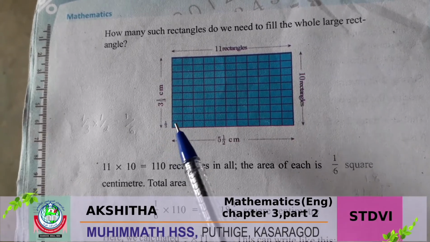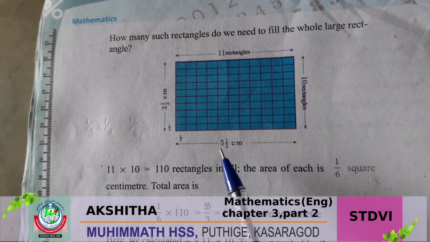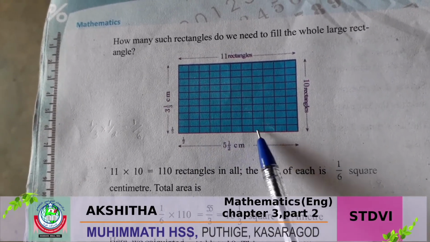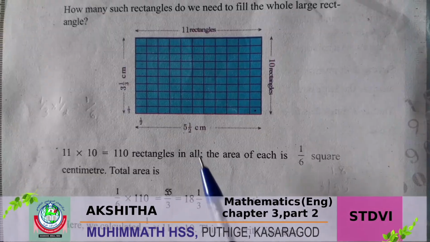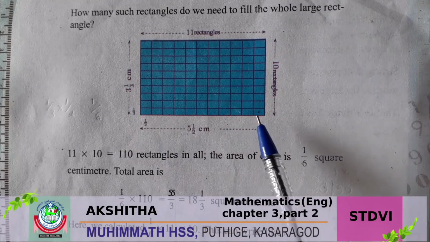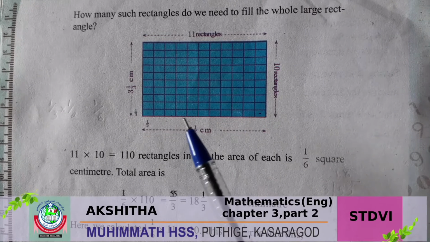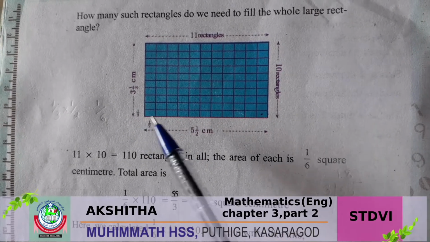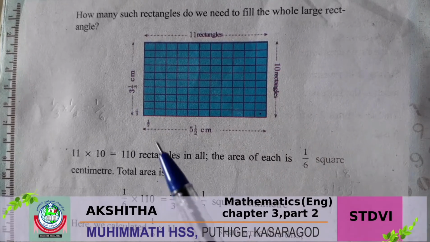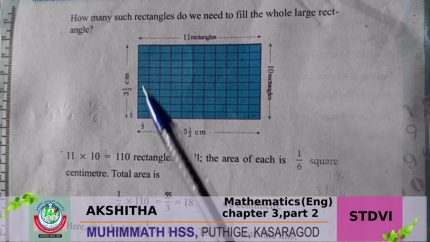So we can make 10 rectangles here. This side 5 1 by 2: 1, 2, 3, 4, 5, 6, 7, 8, 9, 10, 11 halves. So we can make here 11 rectangles. First one, we can make here 1 by 3, 10 times. 3 1 by 3. So we can make 10 rectangles.